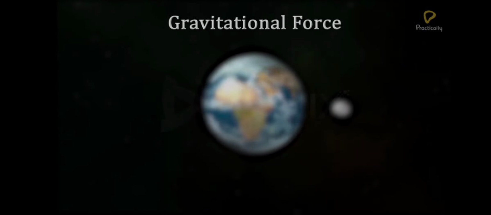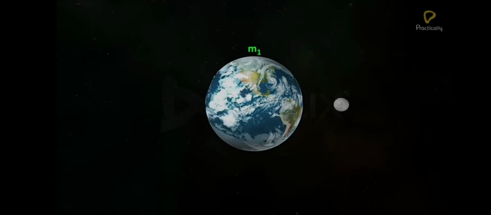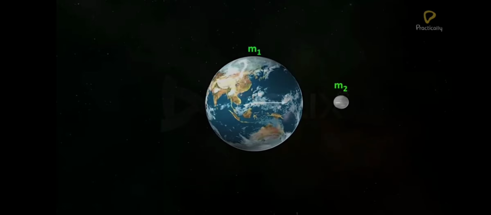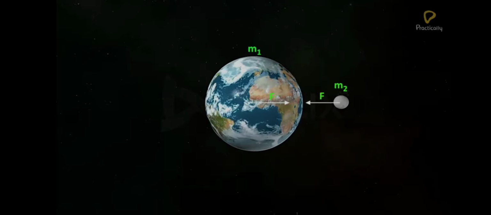Various types of forces exist in nature. The fundamental forces in nature can be categorized as gravitational, electromagnetic, strong nuclear, and weak nuclear. Gravitational force. Gravitational force is the attractive force that exists between any two masses.